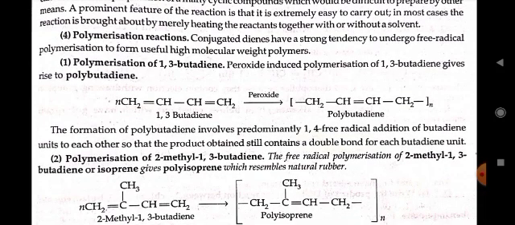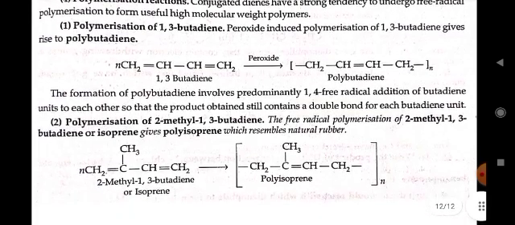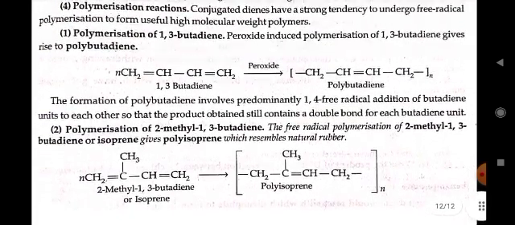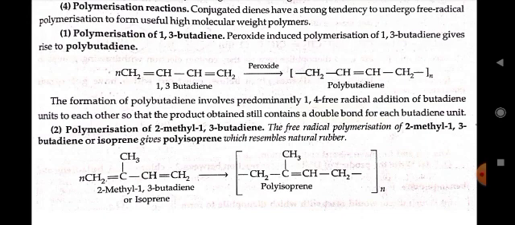Polymerization reaction. Conjugated dienes have a strong tendency to undergo free radical polymerization to form useful high molecular weight polymers. Polymerization of 1,3-butadiene: peroxide-induced polymerization of 1,3-butadiene gives rise to polybutadiene. The formation of polybutadiene involves predominantly 1,4 free radical addition of butadiene units to each other, so that the product obtained still contains a double bond for each butadiene unit.